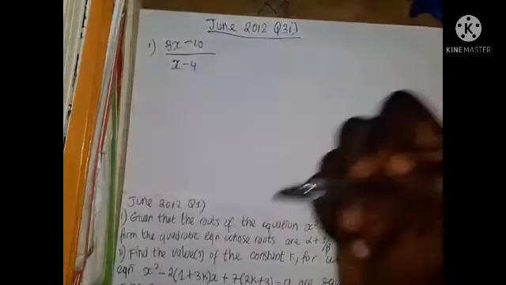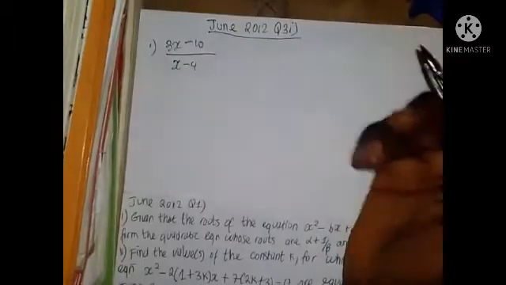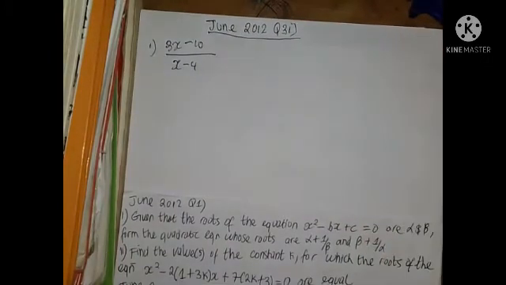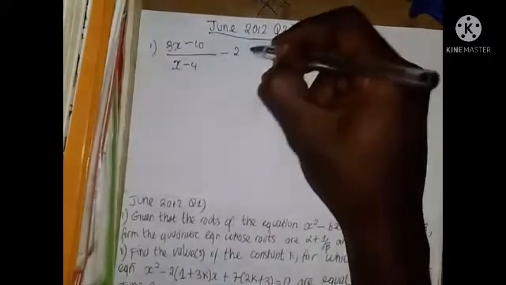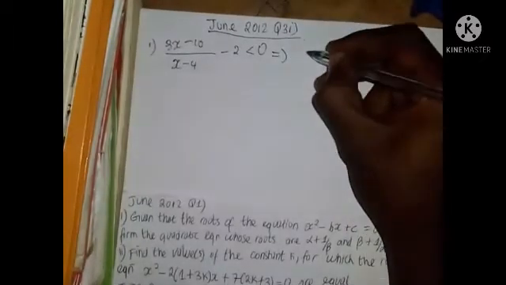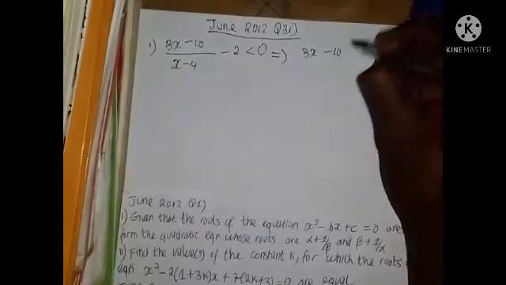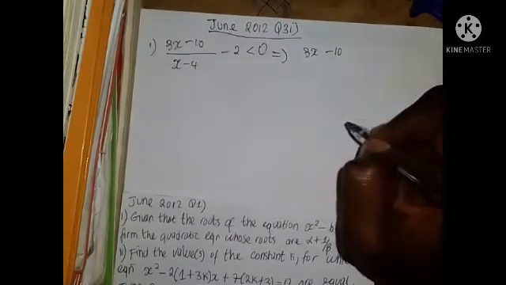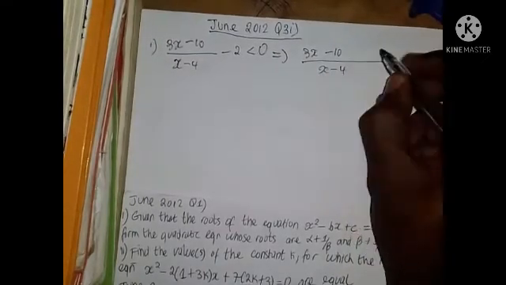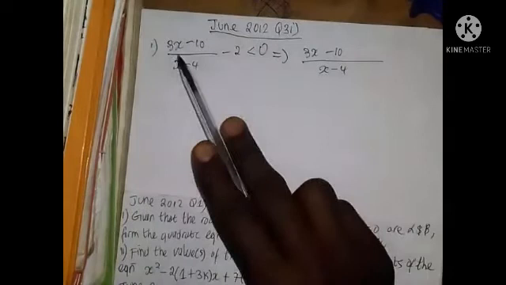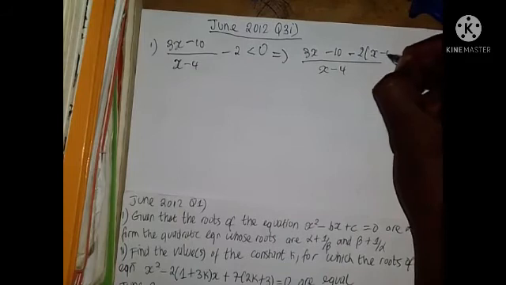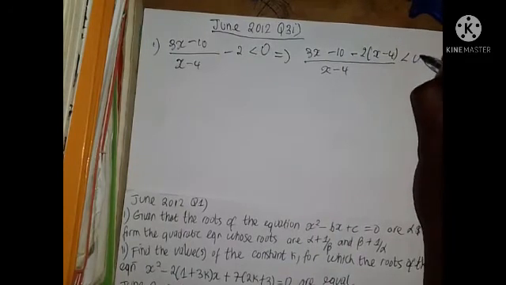For the first method, we know arithmetically when you want to solve something, you bring it from one side to another to ease the operation. So here, we bring the 2 to the other side, it becomes negative, less than 0. And now here we carry out an LCM. So this implies that (3x minus 10) minus 2 into (x minus 4), all divided by (x minus 4), less than 0.